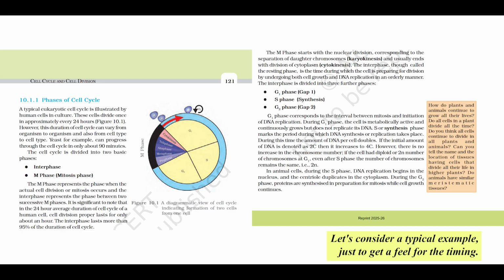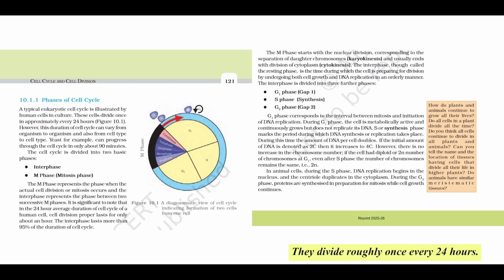Let's consider a typical example, just to get a feel for the timing. Human cells in culture. They divide roughly once every 24 hours. Now here's a surprising fact that often trips students up, so pay attention to this for competitive exams. In that 24-hour cycle for a human cell, the actual cell division, the M phase, lasts for only about 1 hour, just 1 hour out of 24. Yes, only an hour, which means interphase occupies more than 95% of the total duration of the cell cycle. Almost all the time is spent in preparation.